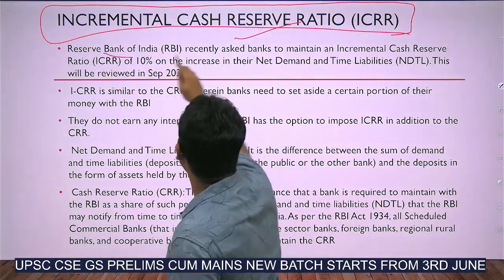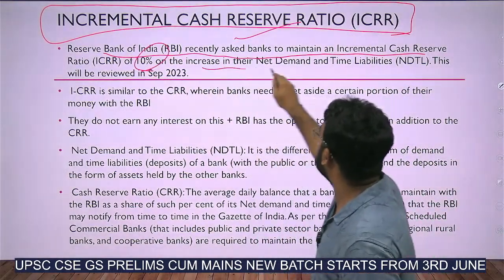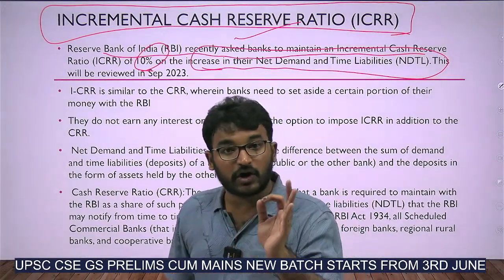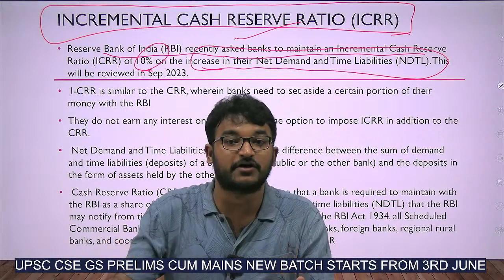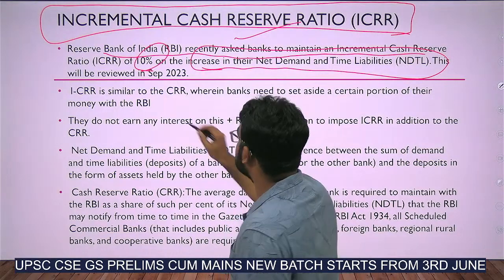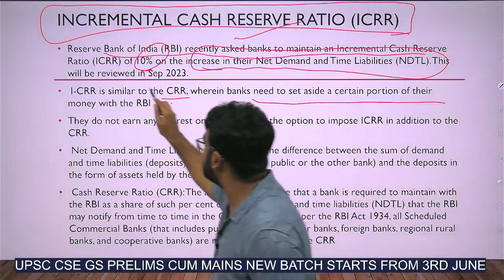Yes. Recently RBI asked banks to maintain an ICRR of 10% on the increase in their net demand and time liabilities. CRR is for all NDTL. ICRR is for the percentage of increase in the NDTL. Okay. Next, SLR. This is similar to CRR, wherein banks need to set aside a certain portion.